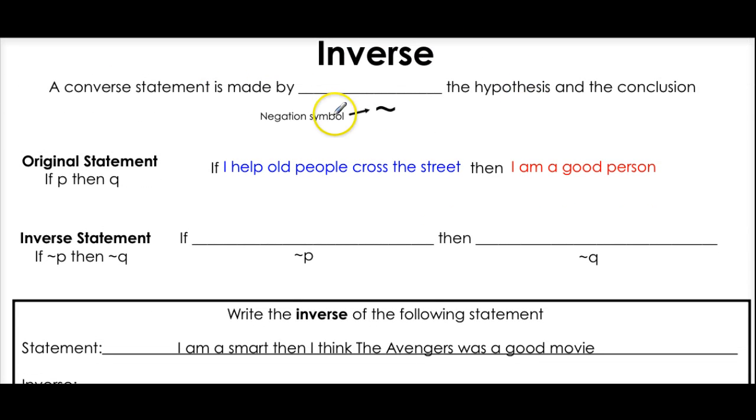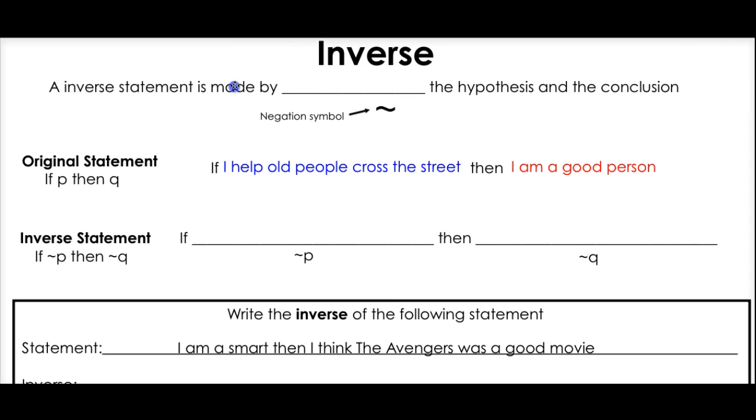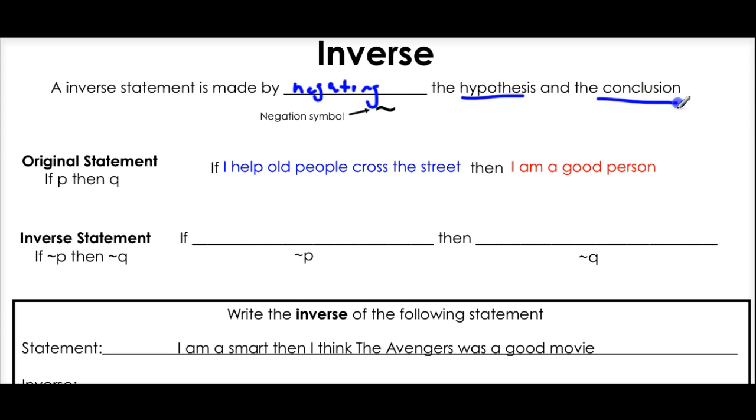Okay, so let's talk about inverse. An inverse statement is made by negating the hypothesis and the conclusion. All right? You just negate the hypothesis and conclusion. So let's start with our original statement. If I help old people cross the street, all right, that's our P, then I am a good person. That is our Q. The inverse would just be the negation of both of these.